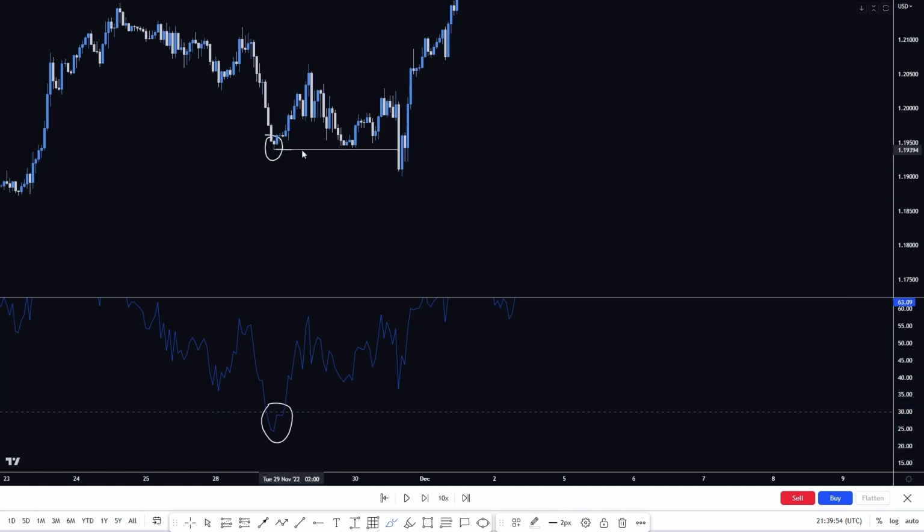Now, the fact that we then break this low in this area here, however, we don't actually break the low on the RSI, is another additional idea that price may be looking to reverse. Because now what we're seeing are higher lows on the RSI, but on the price chart we're seeing lower lows. So what we need to recognize is that price is in an area of oversold price, and we're now seeing a divergence in the opposite direction.